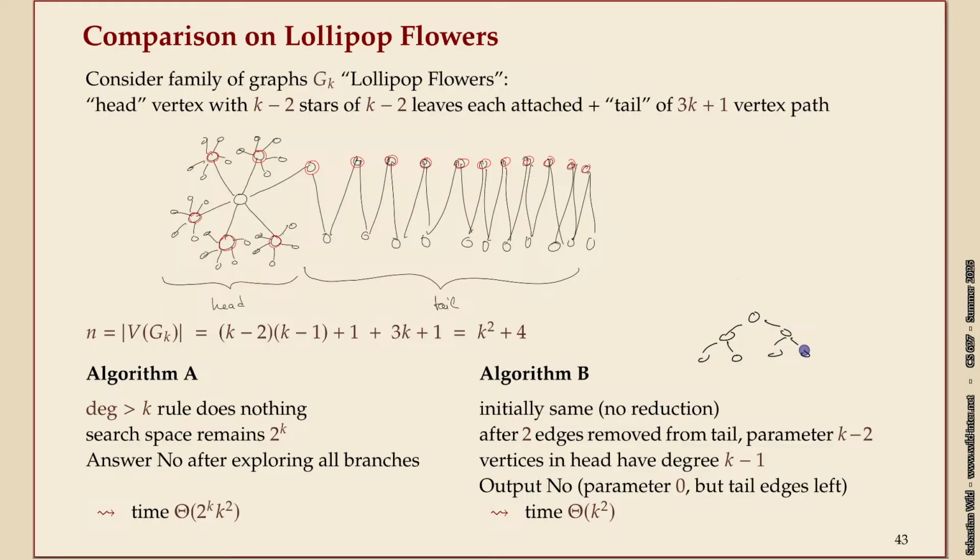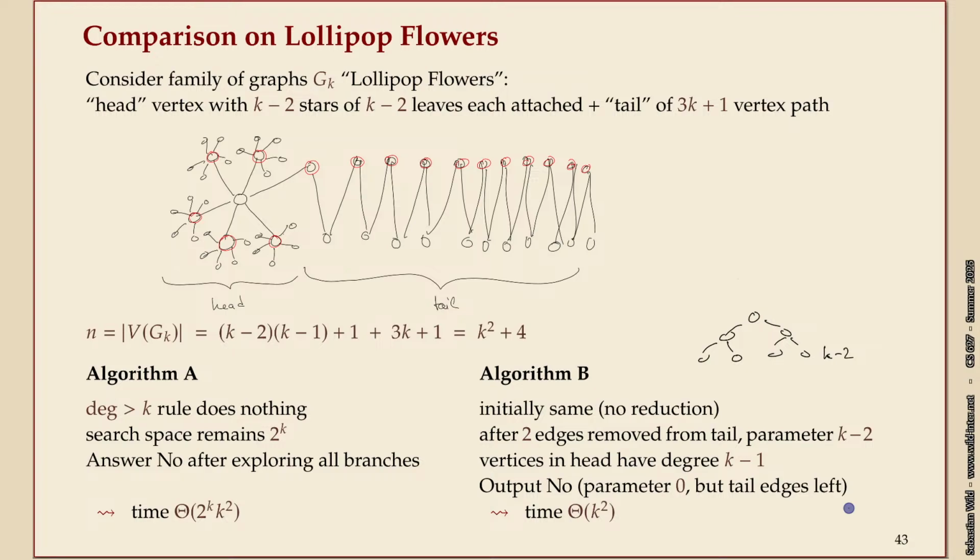But at this point, the parameter has gone down to k minus 2. And now suddenly these vertices in the head become high degree vertices. And so in one step, we remove all of them, or to be more precise, we include all of the red vertices, and notice that we already reduced the parameter too much. And so maybe after 1 or 2 further recursive calls, but constant depth, the algorithm can conclude that it's not possible.